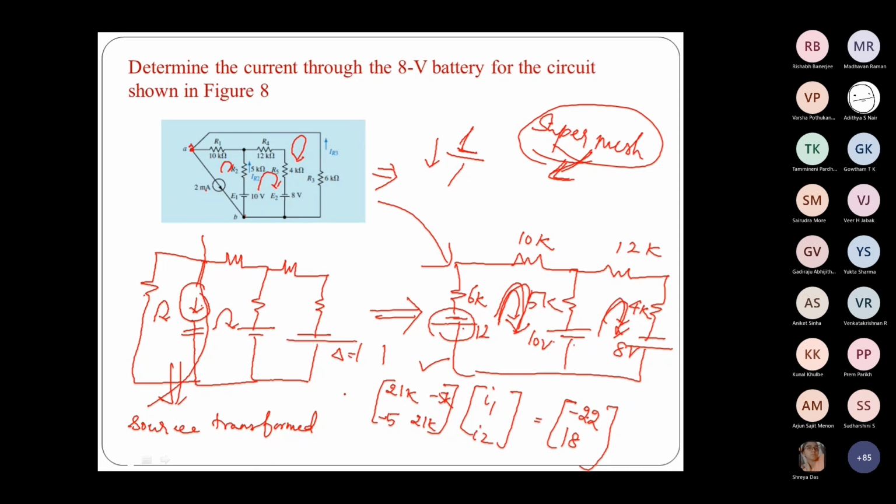Del, you find out. Del I1 is nothing but replace the first column with the constant values. Del I1 by del will give us I1. Same way, replace the second column with the constant matrix. That will be del I2. So del I2 by del will give us I2. Del is nothing but the determinant of this resistance matrix. This is nothing but Cramer's rule. Okay, so maybe with this I will stop. Then we will go for super mesh analysis in the next class.